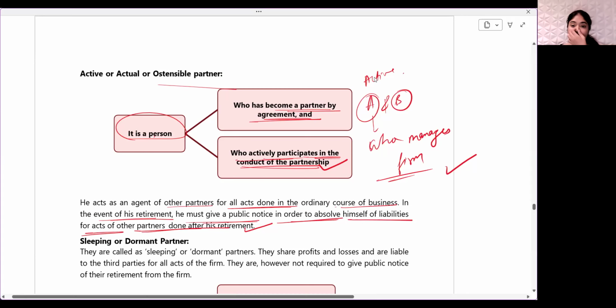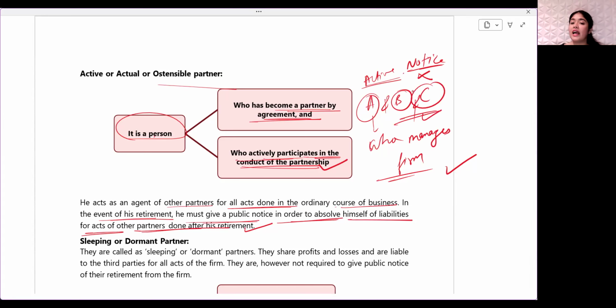Now, when this active partner wants to resign, he has to give a notice. And he will give a notice and say, I am not going to be a partner anymore. And any of the activities done by other partners after my retirement, I am not bound to pay any money. So if after A retires and C joins, B and C do any of the work, A is not liable after retirement. Till retirement only he was liable.